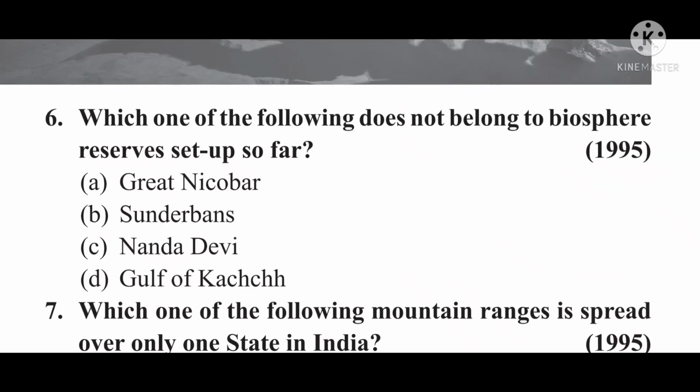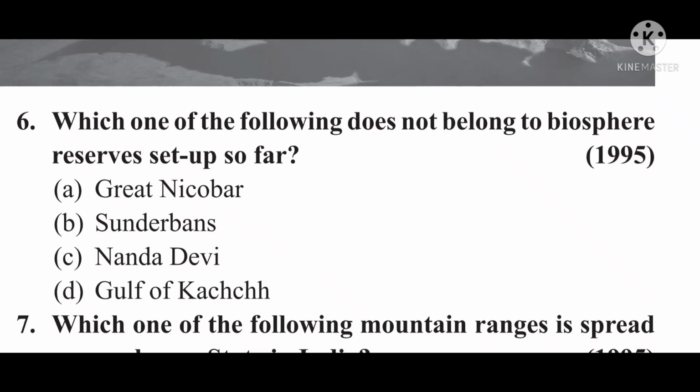Next question is, which one of the following does not belong to biosphere reserves set up so far? India has 12 biosphere reserves which are internationally recognized. Great Nicobar, Sundarbans and Nanda Devi are part of it. But the Gulf of Kutch is not a part of the biosphere reserves. So the answer will be option number D, Gulf of Kutch.